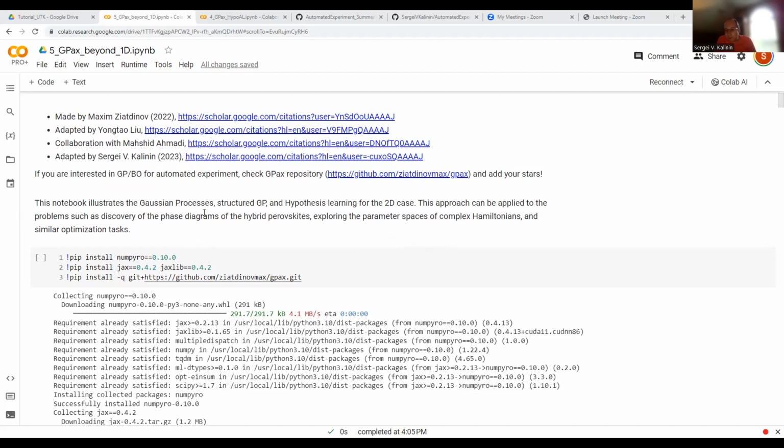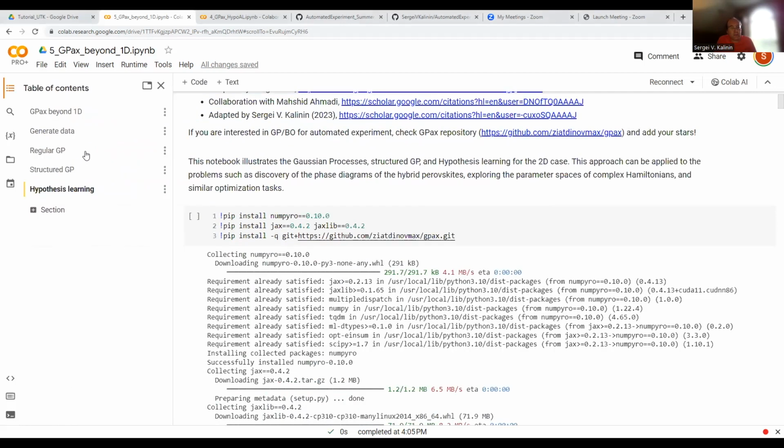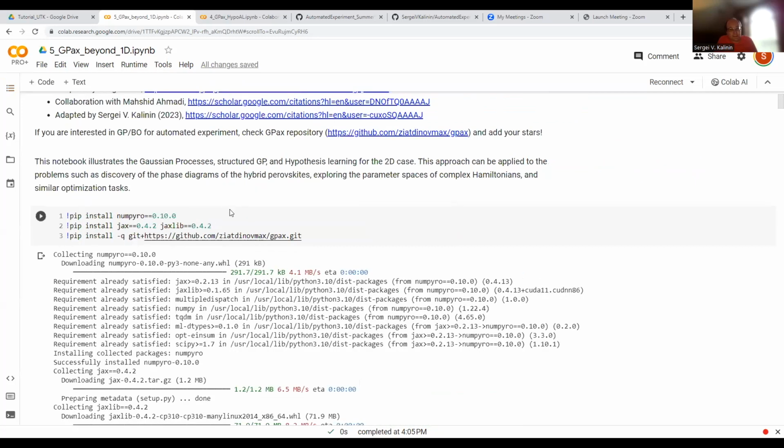So what this notebook illustrates is essentially all the components of the Gaussian process, including the regular Gaussian process, structural GP, and hypothesis learning for 2-dimensional data sets.